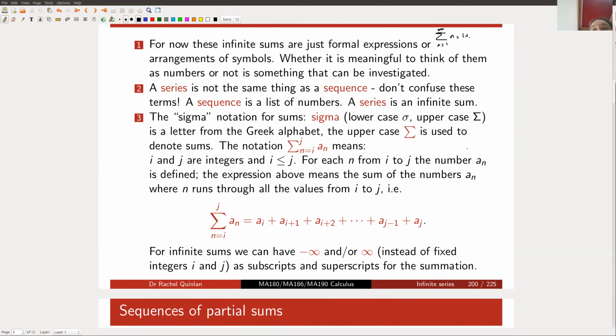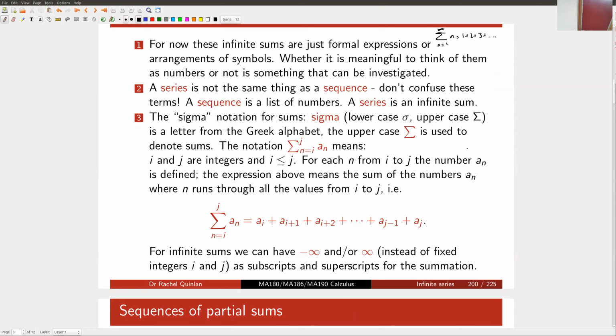That's 1 plus 2 plus 3 plus 4, etc. So, you know, you can write that down. You can write anything down. It doesn't mean that it has some kind of numerical or conceptual meaning, even. So, yes, that's what I mean by saying it's just a formal expression or an arrangement of symbols. Of course, you can write down a bunch of things and put plus signs between them. That's kind of what we have so far.